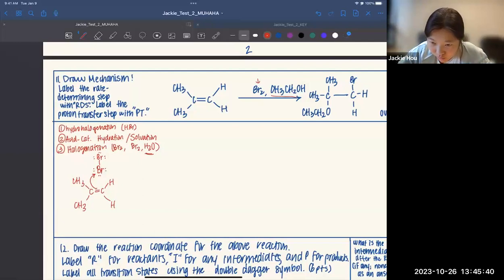Sorry, Derek, what was that transition state for again? Oh, the one that I just drew, that was for hydrogenation. So you know, the H2 Pd on C.